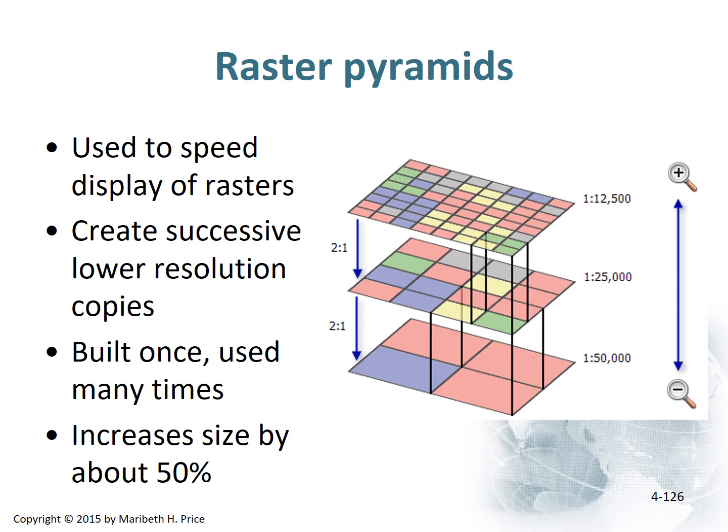Raster pyramids, not built in Egypt. Pyramids are used to speed up the display of rasters by creating successive low-resolution copies. So as you zoom in or out, it uses the most efficient layer to give you the current visualization at your extent. And so once you create them, you can use them over and over and over. It increases the size of the file by about 50%.